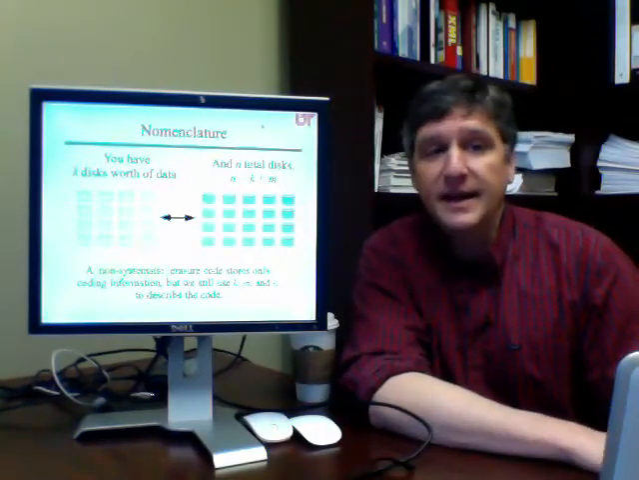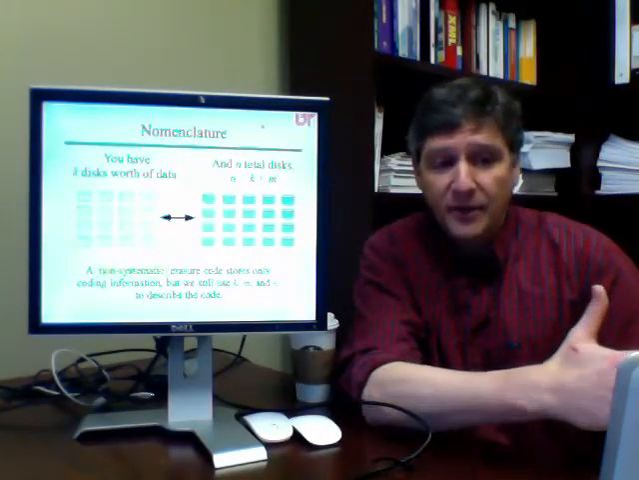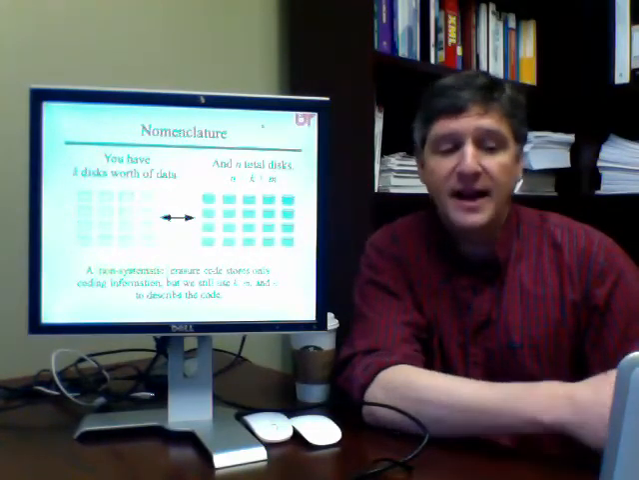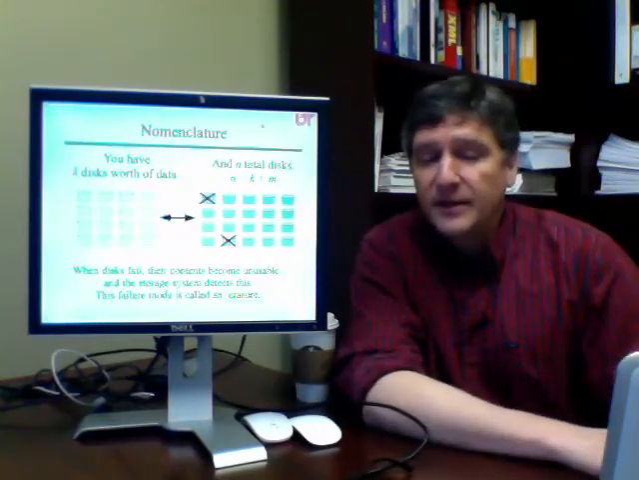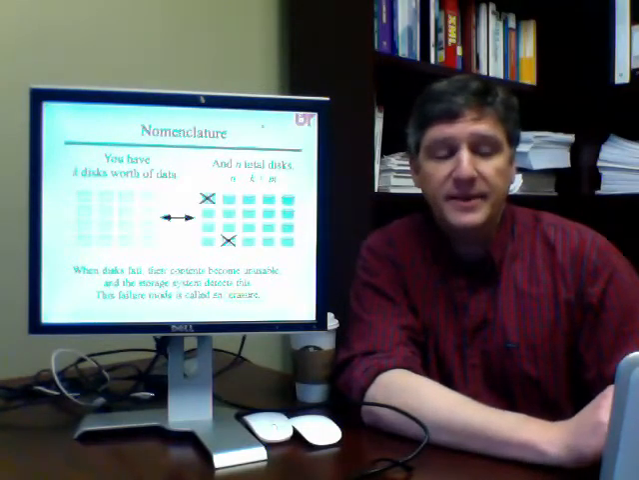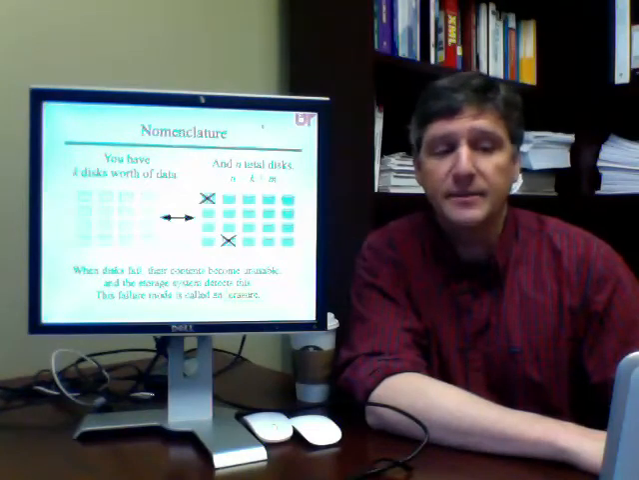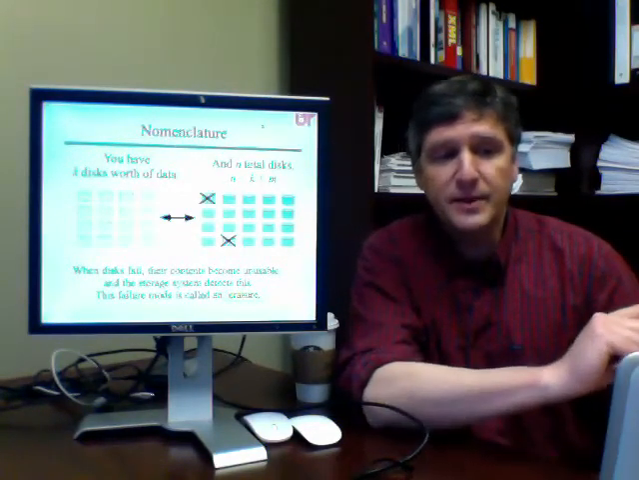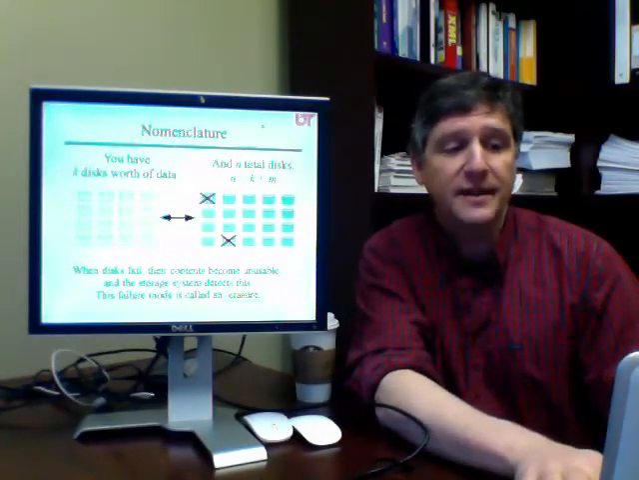On the flip side, a non-systematic erasure code doesn't store the data in the clear. So what's being stored on disk doesn't include the data, and every time you want to read data, you have to do a decoding operation. When disks fail, the failure mode is called an erasure. And that means that when your storage fails, you know that it's failed and you can't get the data back. That's as opposed to an error, which happens in communication systems when your data gets corrupted, but you don't know it. With storage, your data is gone, and that's called an erasure.